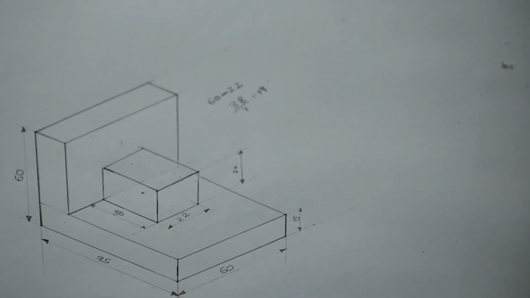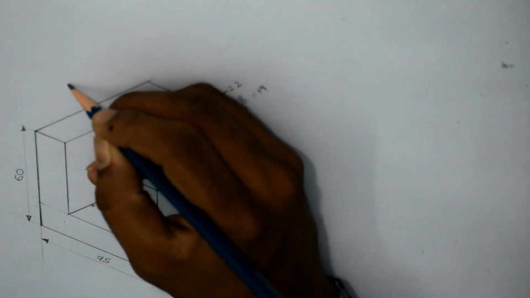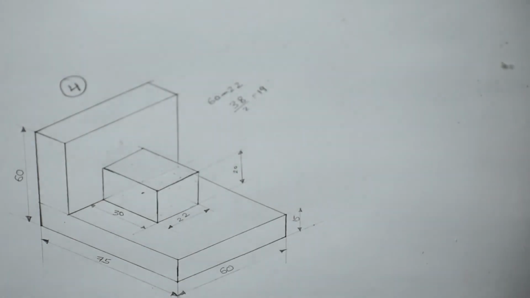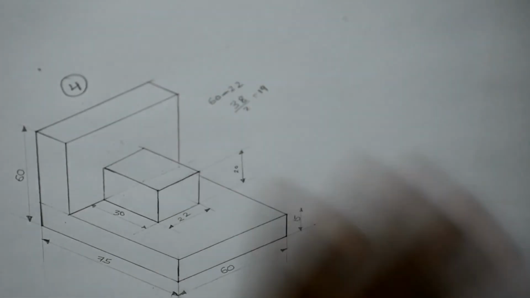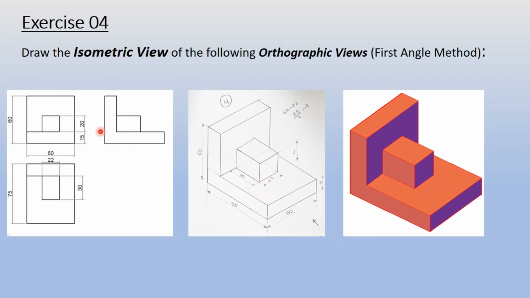So this completes our exercise number 4. Thank you. So this is the final solution of exercise number 4. This is the question, and this we have drawn the isometric view, and this is our realistic view.